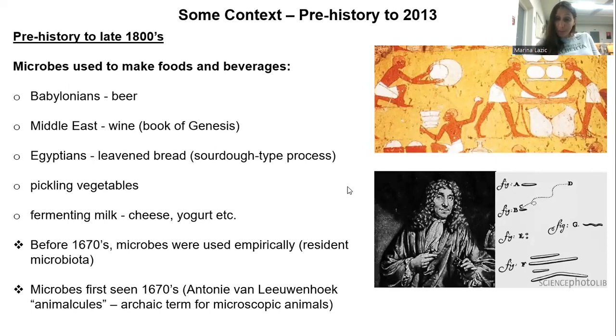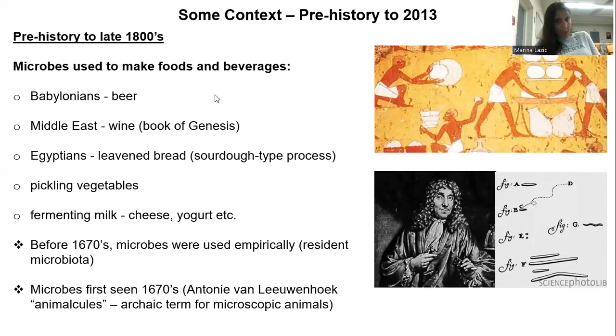I mean, there are many things to say, but I try to condense it so you can get a big sense of what was happening. Basically, until the late 1800s, microbes were used to make food and beverage. And this is something that you probably also read about.